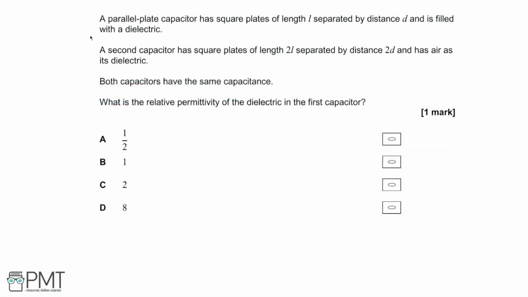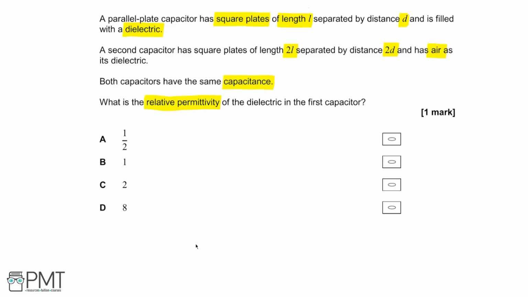This question is about parallel plate capacitors. The question says, a parallel plate capacitor has square plates of length L, separated by distance D, and is filled with a dielectric. A second capacitor has square plates of length 2L, separated by distance 2D, and has air as its dielectric. Both capacitors have the same capacitance. What is the relative permittivity, epsilon R, of the dielectric in the first capacitor?